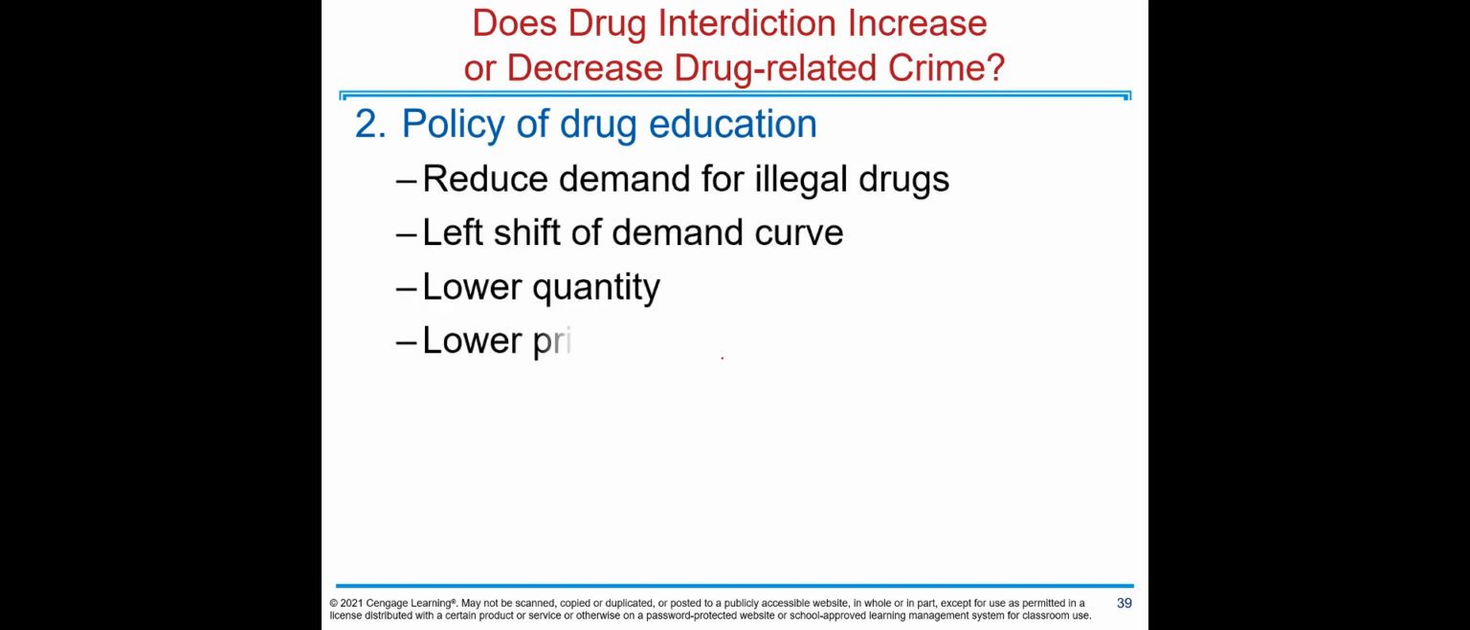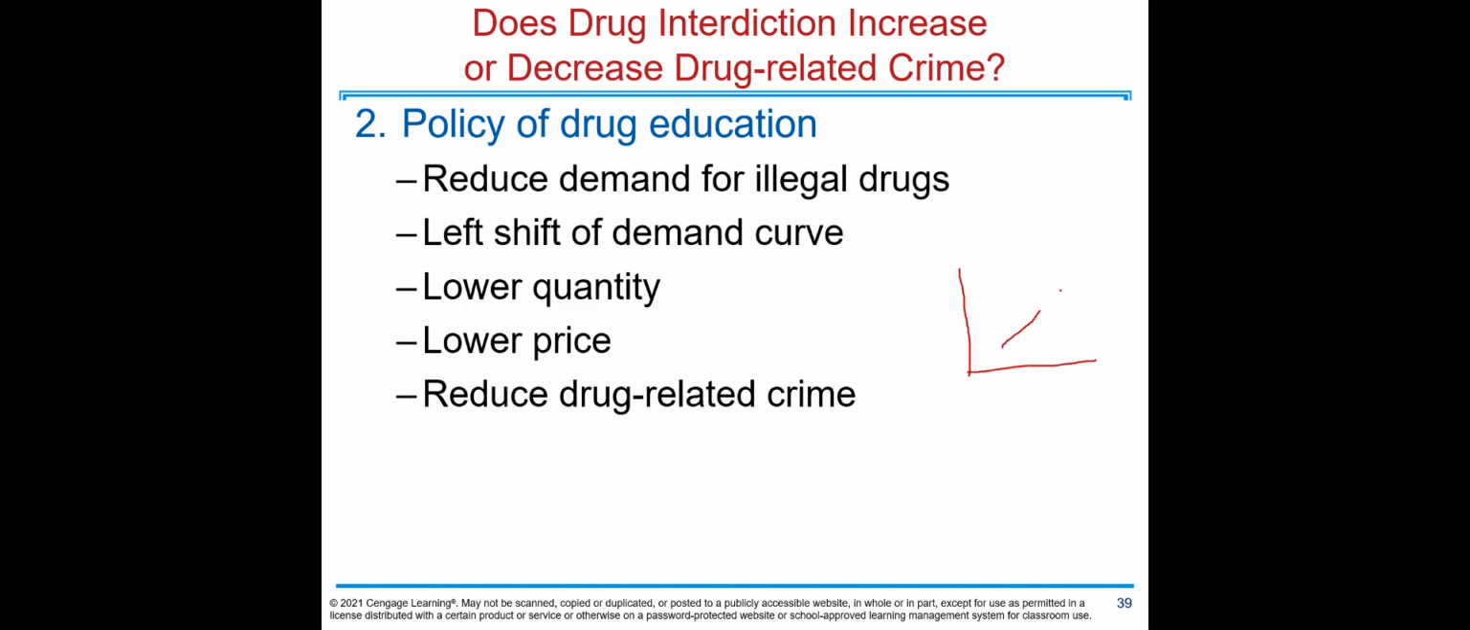The second policy is drug education. By drug education, the idea is, okay, here is my supply, here is my demand. We want to actually decrease the demand. Is that going to solve the problem? Yes, it's much more efficient, right? Because the price of the illegal drugs is going to drop. When the price goes down, remember, this is an inelastic market, total revenue is going to go down. Therefore, it will reduce drug-related crime.